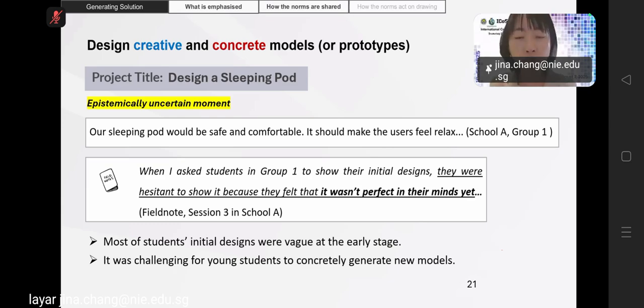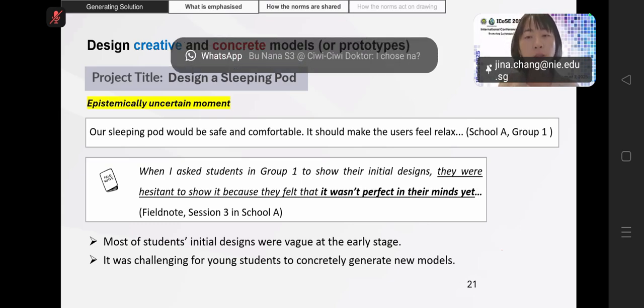However, when the instructors asked students, "Can you show your design?" they were very hesitant because at the early stage, students cannot have very concrete and perfect idea in their mind, right? They are still progressing. So this would be the uncertain moment in designing a solution. They don't know the answer, right? So we observed that their initial design were very vague, and this usually described and explained in verbal way. So designing a new model was very challenging for new learners.